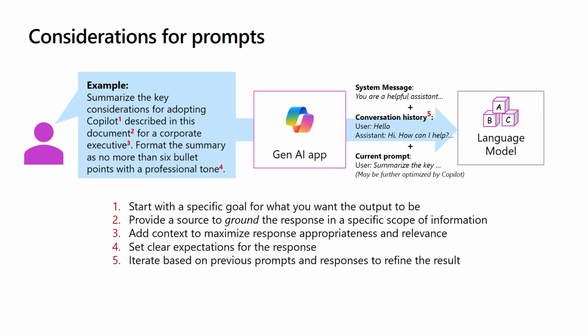Effective prompting is key to generative AI. Start with a specific goal, provide sources to ground responses, add context, set clear expectations, and iterate based on previous results. Prompts are often augmented with system messages and conversation history to refine the model's output.